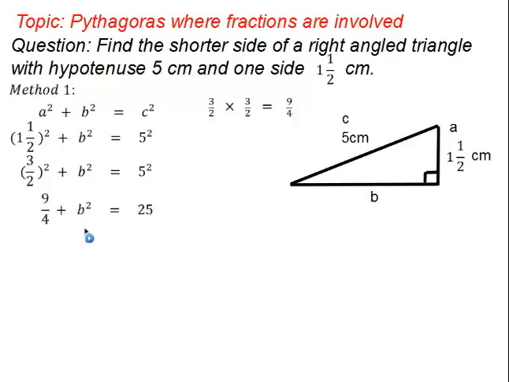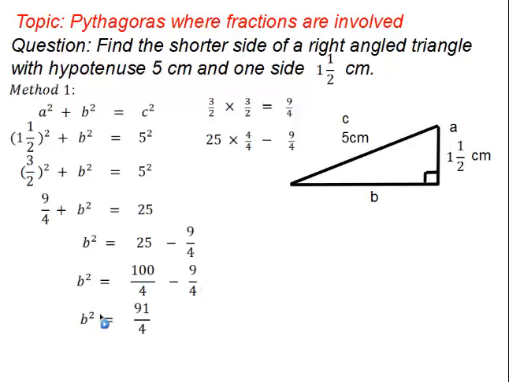Now to solve for B, we need to take 9 over 4 from both sides, so it becomes B squared is 25, take 9 over 4. Now we have a subtraction involving fractions, and one way to do that is to write the 25 with denominator 4. We'll do that up here. 25 times 4 over 4 will express 25 as 100 over 4, and then we need to take 9 over 4. So B squared is 100 over 4, 25 is 100 fourths, take 9 fourths, so B squared is 91 fourths.